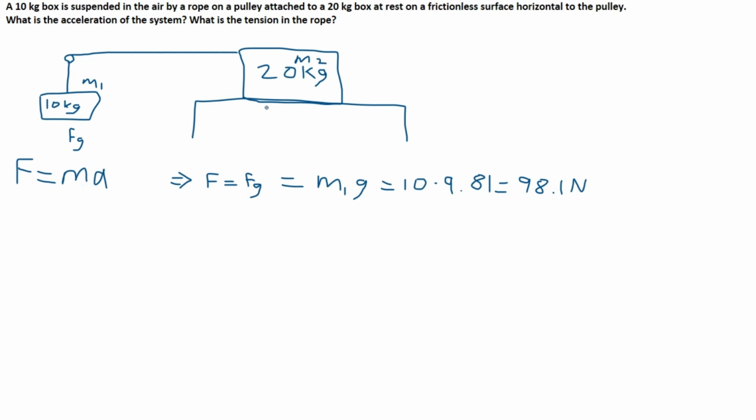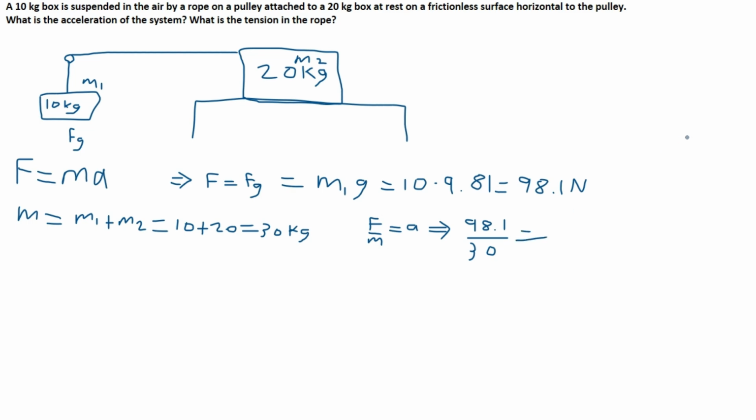But now, for the mass, we need to take the total mass of the system. So, mass is equal to mass 1 plus mass 2, equals 10 kilograms plus 20 kilograms, equaling 30 kilograms. Now, we can use the F equals ma equation to solve for acceleration. So this gives us 98.1 newtons divided by 30 kilograms, which means that it'll accelerate at 3.27 meters per second squared.